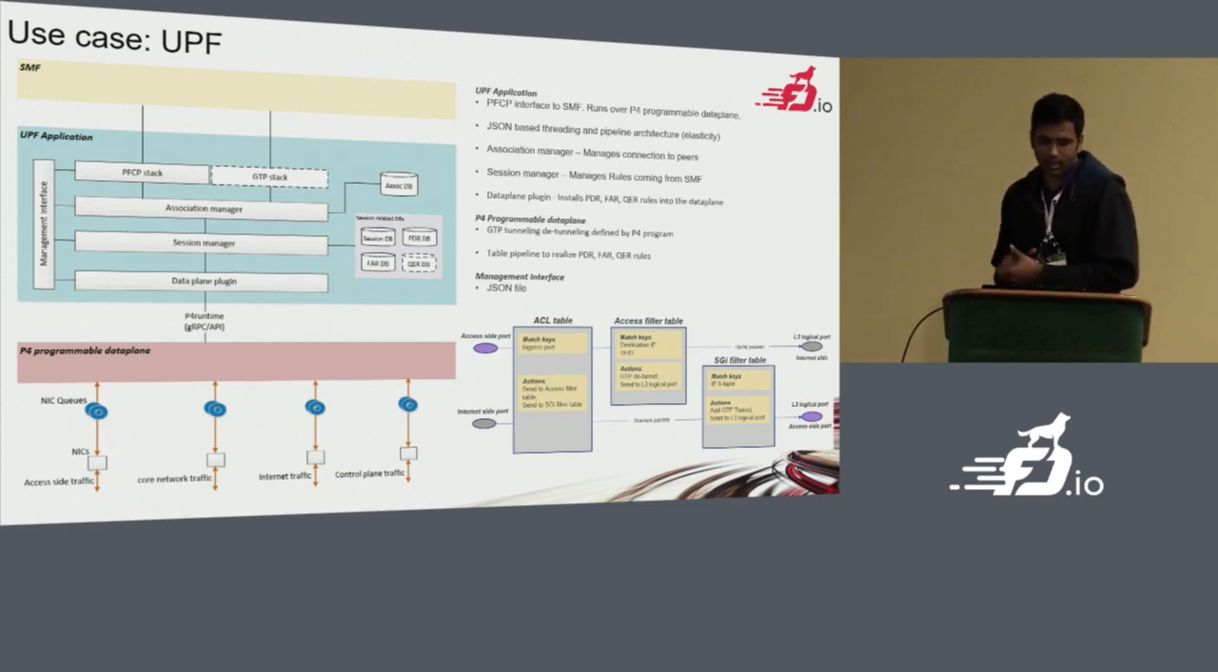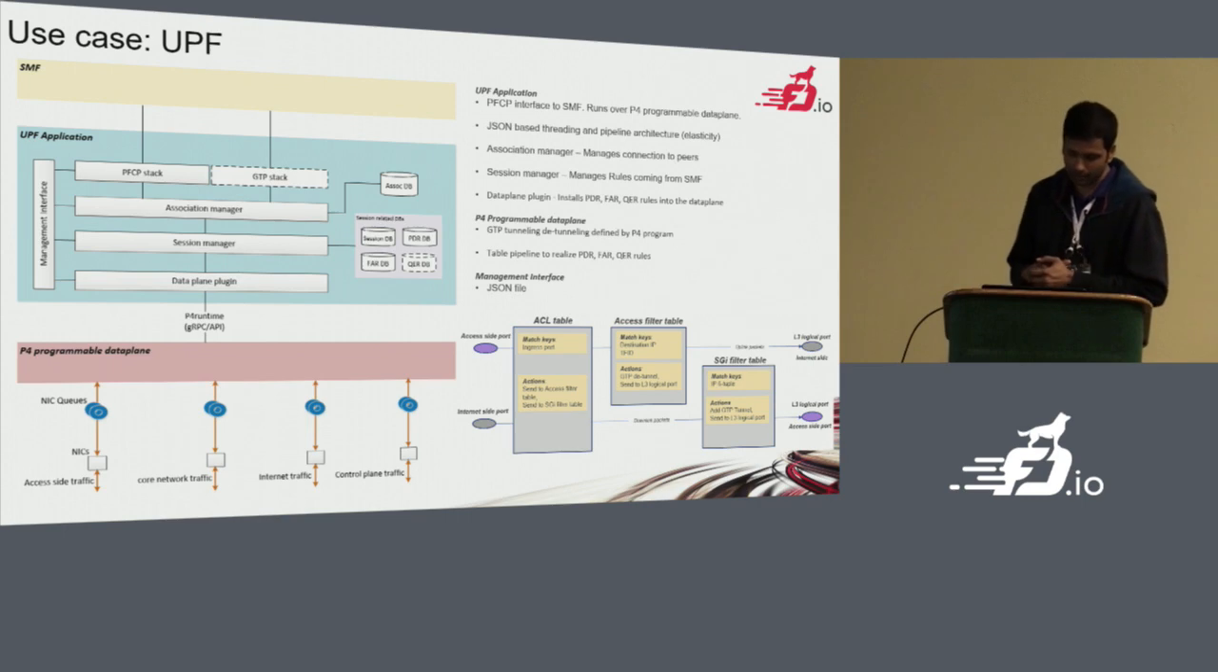The next use case we realized is a user plane function, a 5G GTP tunneling and detunneling functionality. In this case, 3GPP has defined a PFCP protocol for interworking between the SMF, the session management function, and the UPF, which is the data plane function. So we have developed a UPF application which converts the information received through the PFCP protocol into gRPC calls into the programmable data plane.